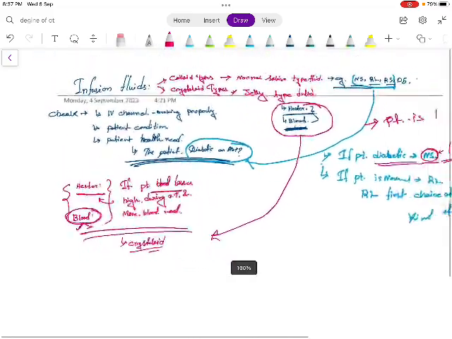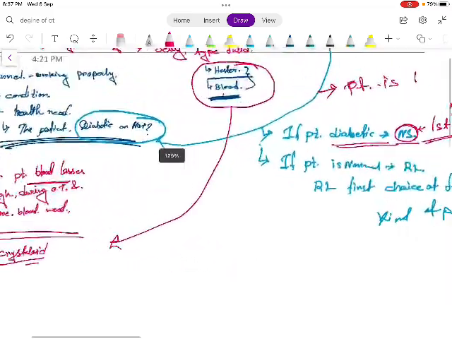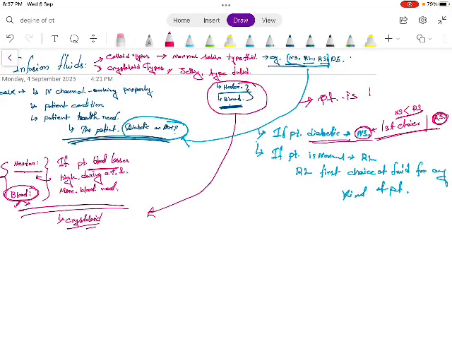So this is the portion you have to know about this, and if you know this and if you want more details, then I would make a separate video on this.